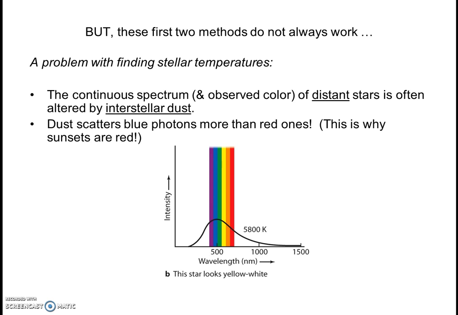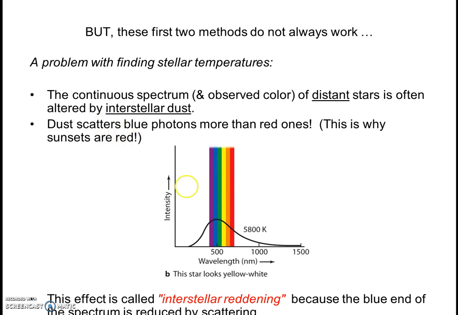Okay? The dust scatters the blue photons more than the red ones. This is why sunsets are red, although be cautious about this. This is because of dust within our atmosphere, not dust within our galaxy. Okay, the rising and setting sun has nothing to do with dust within our galaxy, but it's still dust, and dust tends to act like a color filter, letting the long wavelengths through and making the short wavelengths scatter in different directions. Okay. This, of course, is called interstellar reddening, because the blue end of the spectrum is reduced by scattering.